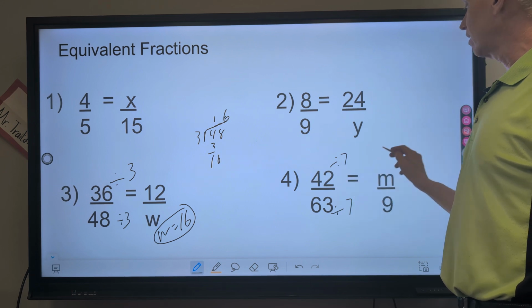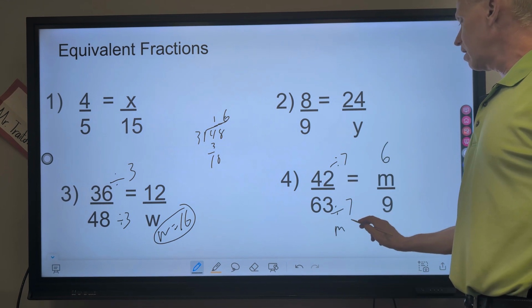And 42 divided by 7 is 6. So in this problem, M equals 6.